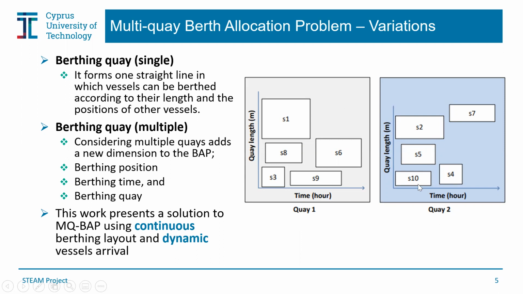There are a total of 10 ships. Our algorithm assigns any arriving ship based on its length and processing time to Q1 or Q2. This work presents a solution to the multi-queue berth allocation problem using continuous berthing layout and dynamic vessel arrival.